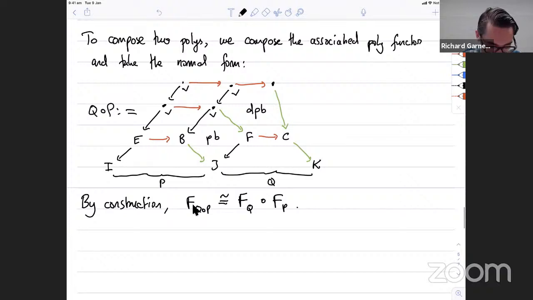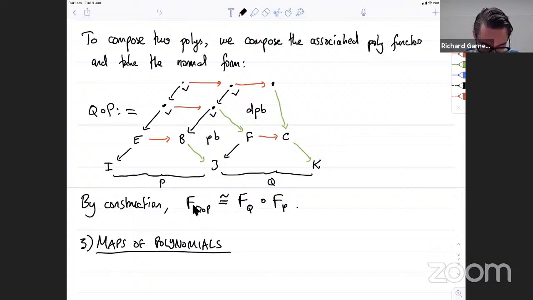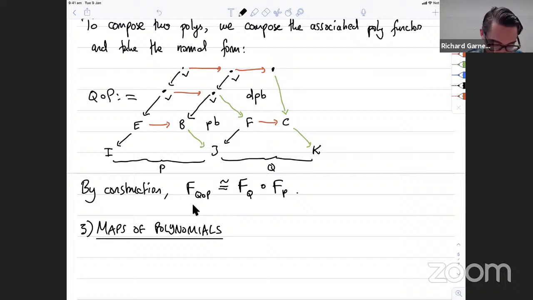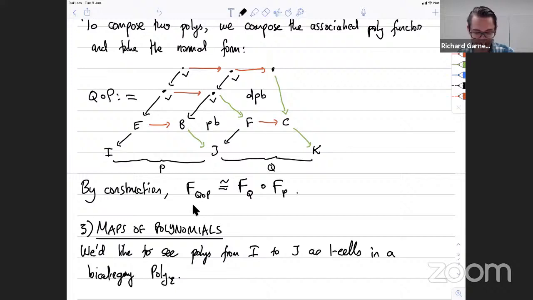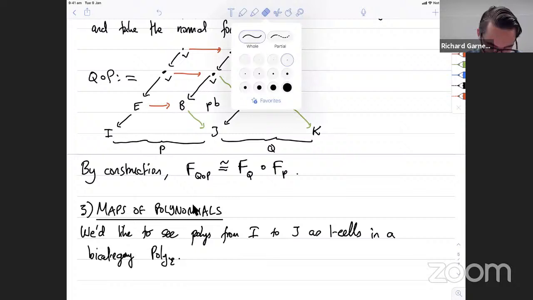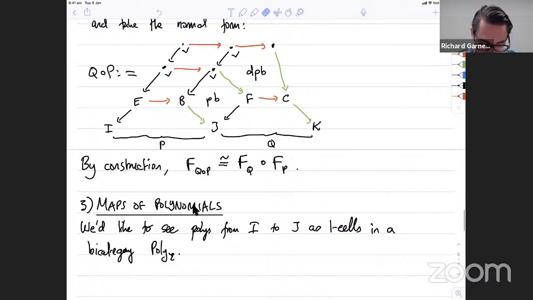So I guess we better investigate that, maps of polynomials. We'd like to see polynomials from I to J as one-cells in an appropriate bicategory, poly sub E. Maybe I'll call it poly of E. No, that's fine, I'll keep it like that. All right, so we want to see them as one-cells in a bicategory. So then the obvious question is, what are the two-cells?